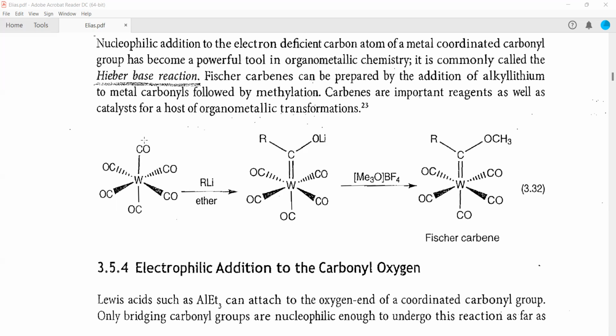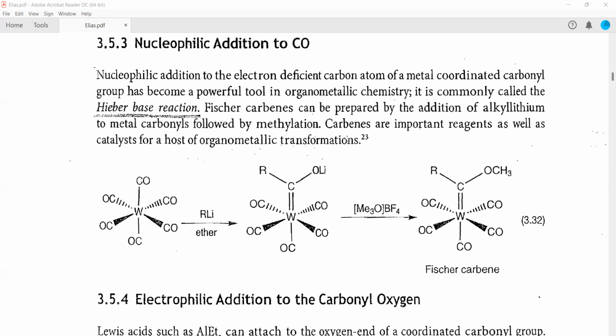So this is carbonyl. So carbon is delta positive. Okay, it is also donating its electron to the metal, so that is why it is delta positive, right? And this oxygen is delta negative. So this R negative, it's a nucleophile, can easily attack this electrophilic carbon center and form this type of moiety. And further, if you add this Me3O BF4, then what actually can happen is lithium can be substituted by methyl. So this is what is called the nucleophilic addition to carbonyl.